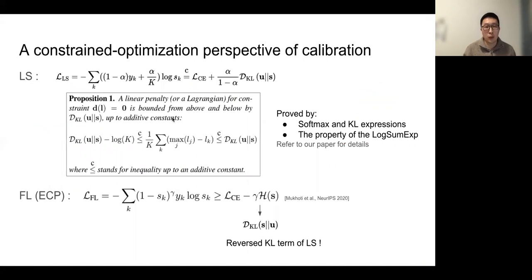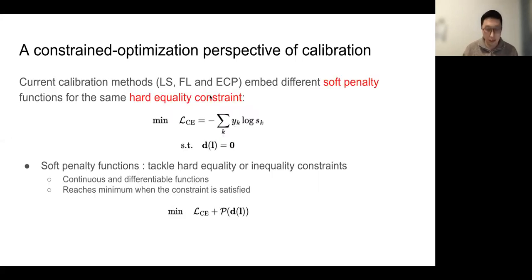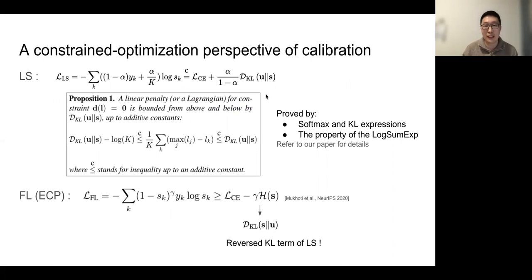So let's look at more details. For label smoothing, here is the original formula, and it's very straightforward to rewrite it into this one. We can see that what label smoothing does is add this additional term, and we have this proposition.